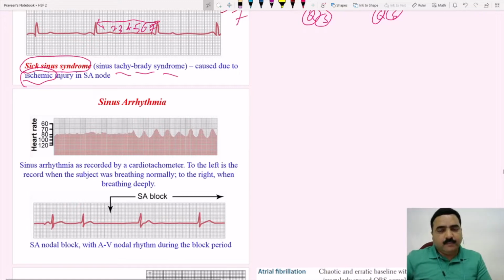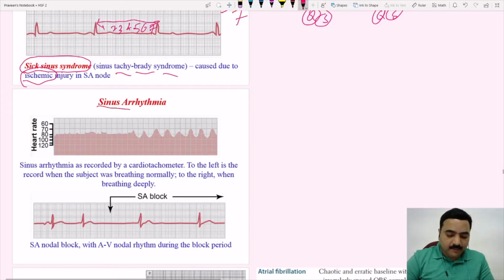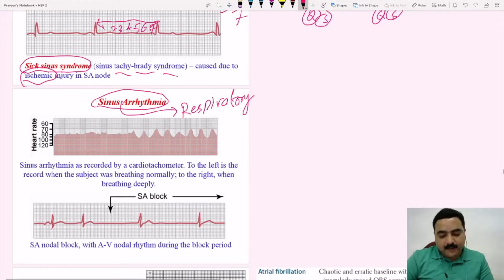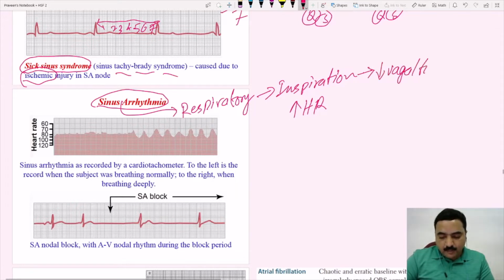But you should not confuse the sick sinus syndrome with sinus arrhythmia, which actually has to be called the sinus respiratory arrhythmia. The sinus respiratory arrhythmia relates to respiration, especially during inspiration. During inspiration, what happens to the heart rate? There will be an increase in heart rate. The reason is that inspiration will cause a decreased vagal tone. When the vagal tone is decreased, it causes an increase in the heart rate.